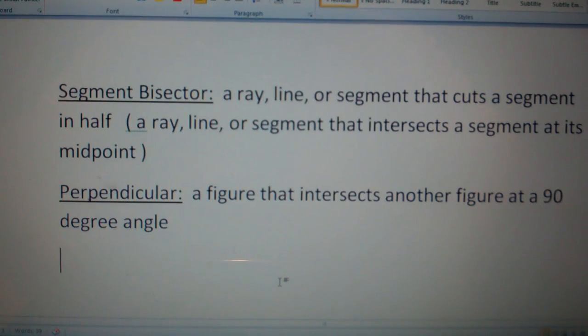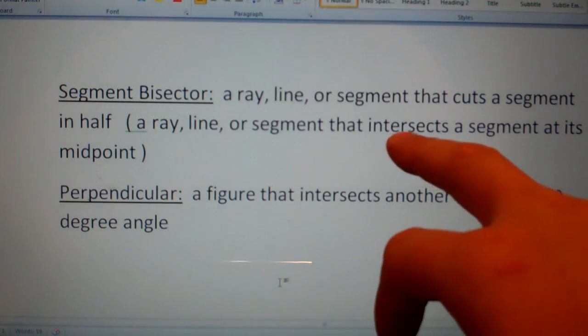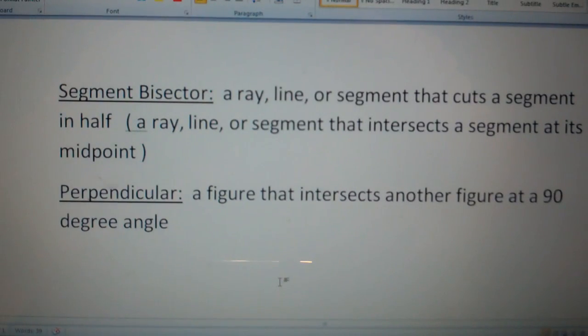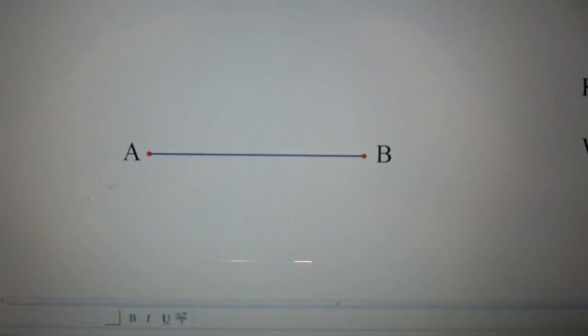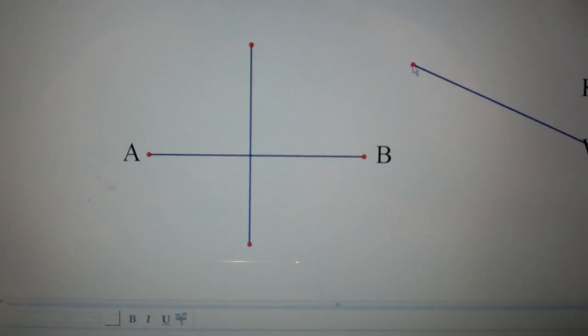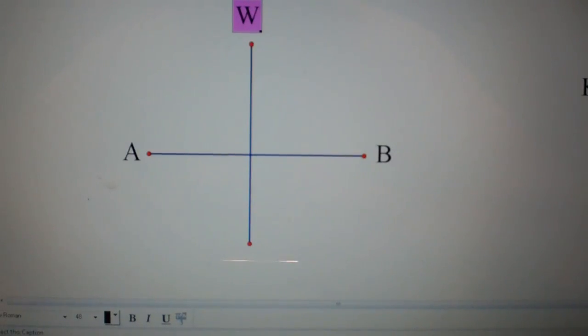And therefore, a perpendicular bisector has to be both a bisector, cutting the segment in half, and then cutting it at a 90-degree angle. So let's take a look at the diagram here. Let's draw a perpendicular bisector of AB. Let's start with this segment here. We'll call the top point W, and we'll call the bottom point X.